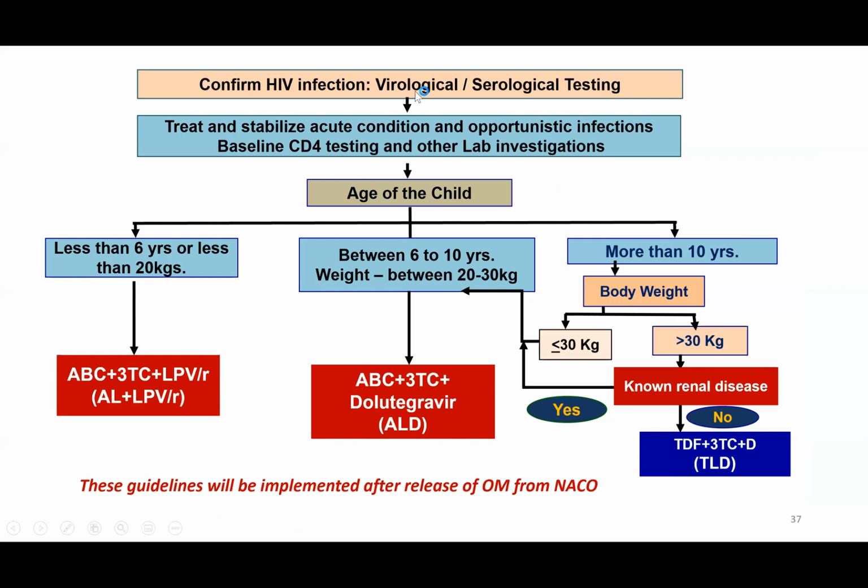When the child is confirmed HIV positive, we treat and stabilize any acute infections the child has. When it comes to ART initiation, we need to see whether the child is more than 6 years or less than 6 years of age. If the child is less than 6 years of age, obviously we will not be able to use dolutegravir. That is why here we will have to use lopinavir, ritonavir as the third drug. For less than 6 years and less than 6 kg, abacavir, lamivudine, and lopinavir, ritonavir will be the combination of choice for this group of patients.